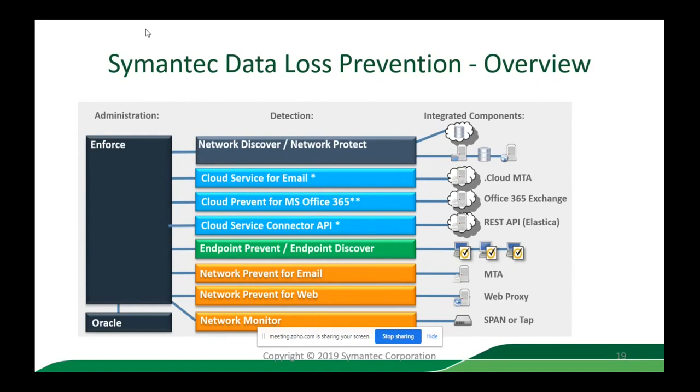Then you have different agents. For your endpoint, you will have an agent. For network, for example, network prevent for web, you have to integrate it with your web proxy, and it has to support a protocol called WCCP. For network prevent for email, you have to integrate it with your MTAs. And for third-party cloud applications, you'll just use APIs. And for cloud, especially, use Elastica, which is our CASB solution.